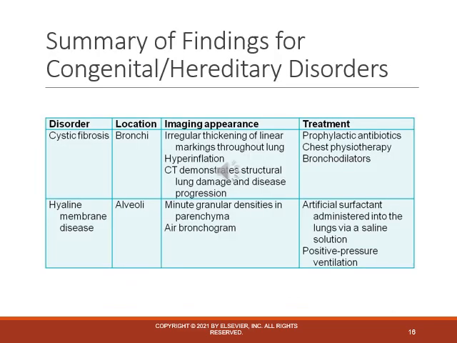So here's just a quick review chart for cystic fibrosis and hyaline membrane disease. One thing we didn't talk about was the treatment for hyaline membrane disease. One of the ways that they can treat this is by providing an artificial surfactant to the baby and putting them on positive pressure ventilation. And so those are the congenital and hereditary diseases most commonly seen in the respiratory system.